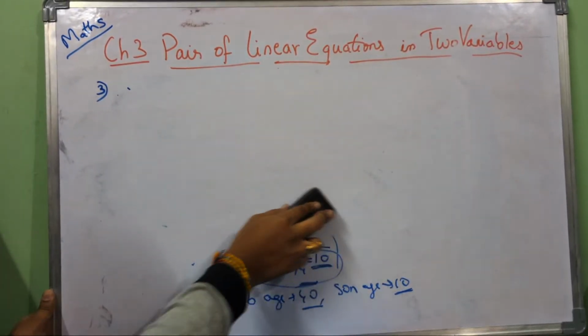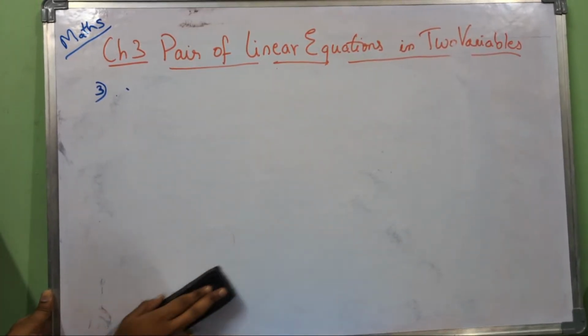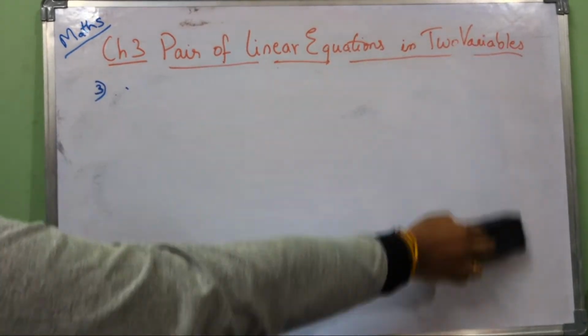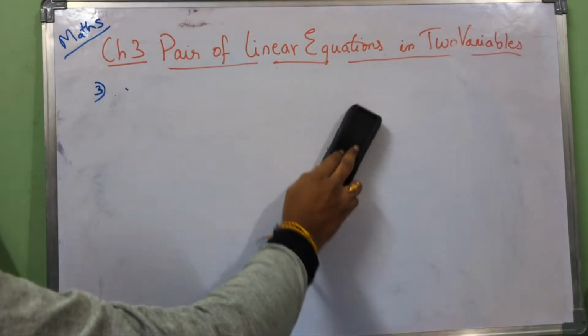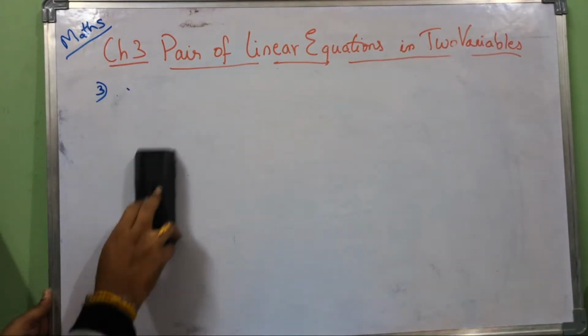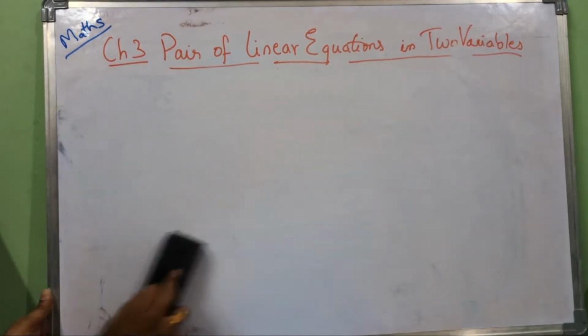So based upon the variables, sometimes substitution is easy and sometimes elimination is easy. So it depends. But in most cases, the elimination method is much easier when compared to the substitution method because the calculations are a lot less. Let's see first what is elimination method and we'll solve a few questions and we'll go to the exercise.